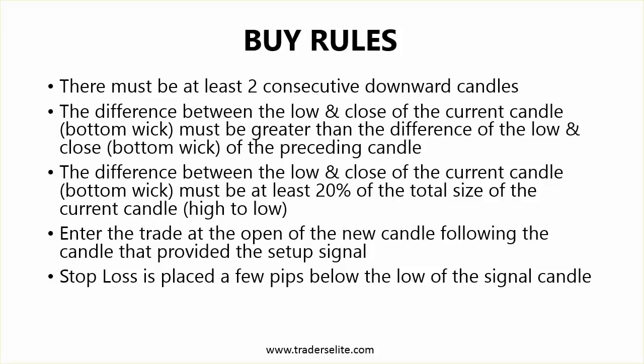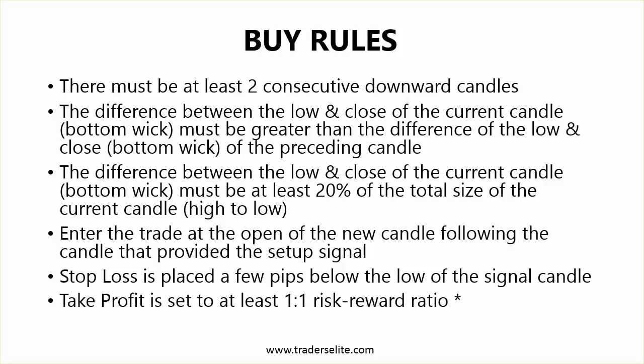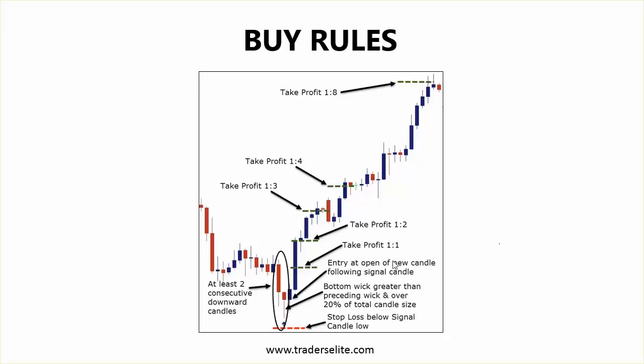And the stop loss is placed a few pips below the low of the signal candle. Take profit is set to at least 1-to-1 risk reward ratio. You can go higher, 1-to-2, 1-to-3, or you can trail it on the basis of lock-in profits points. So let's have a closer look.